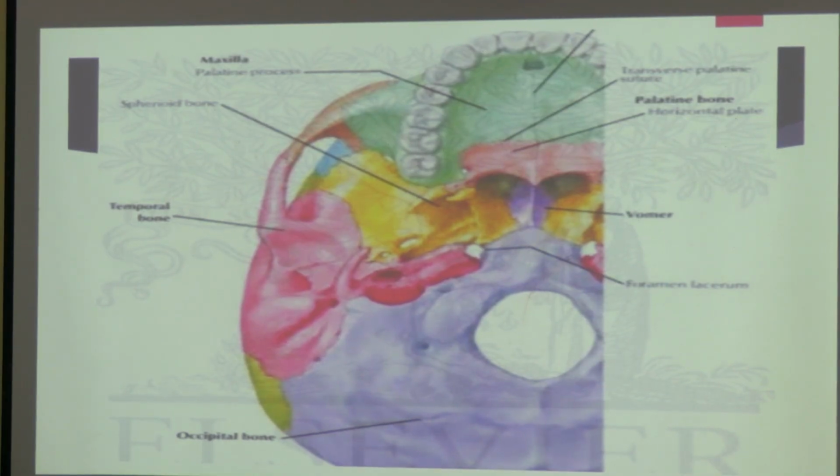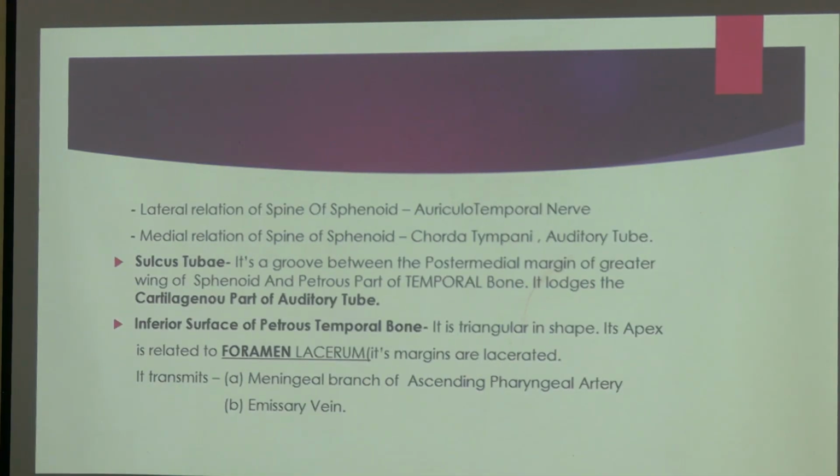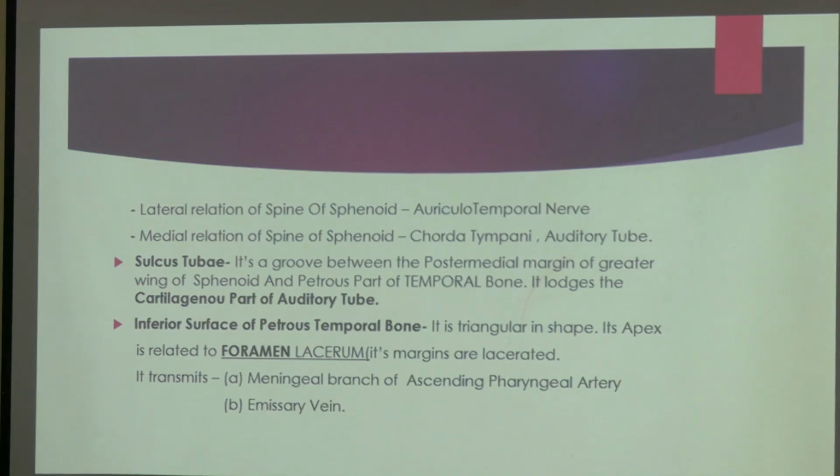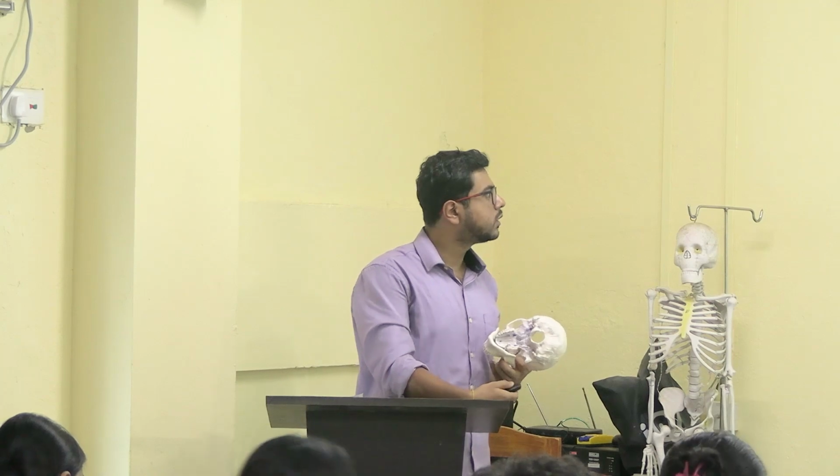Not of much importance, Foramen Lacerum. Write down what things are passing through this Foramen Lacerum. If this is the petrous part, on its anterior aspect, this one is the Foramen Lacerum. When we come to the front, show it.